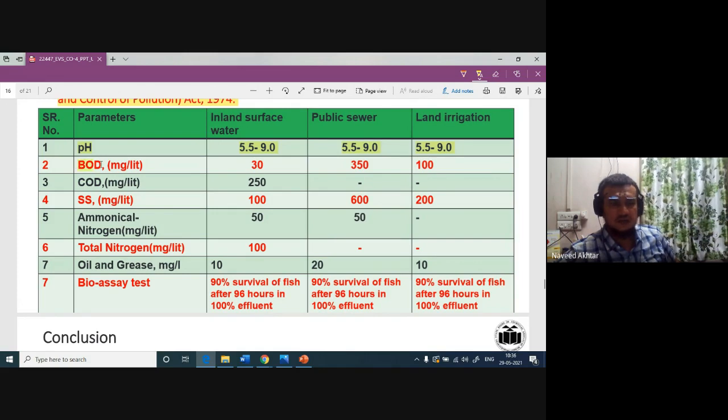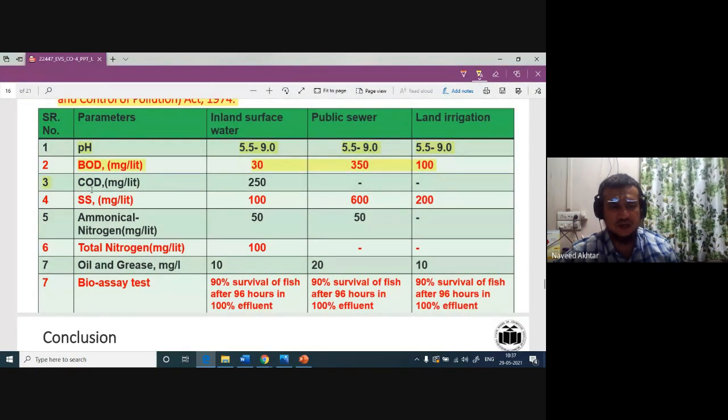The biological oxygen demand after discharging for inland surface may be 30 milligram per liter. For public sewer, it will be 350 milligram per liter, and for land irrigation, 100 milligram per liter. These are the permissible values for different effluent discharge water bodies. It is given by the Central Pollution Control Board.